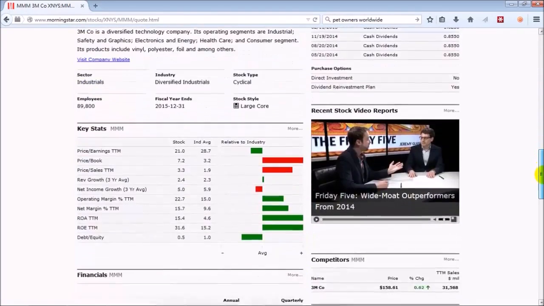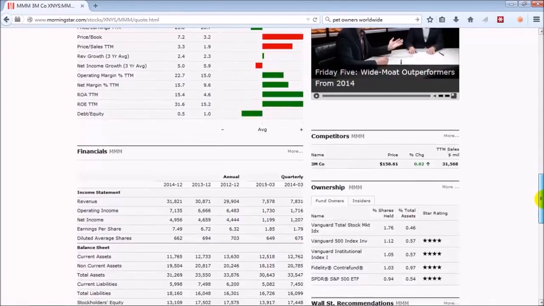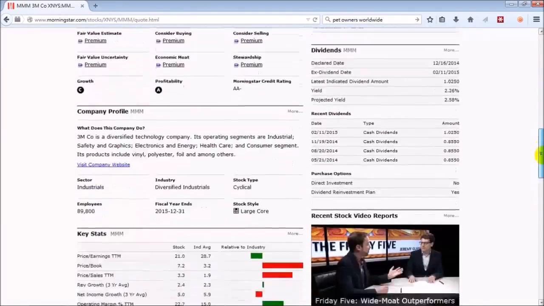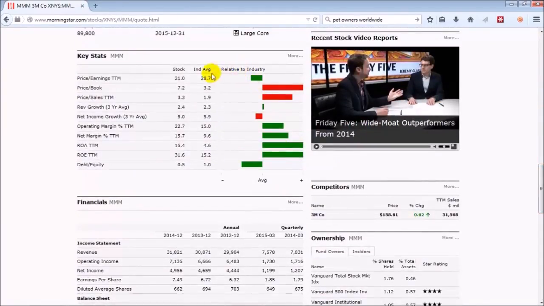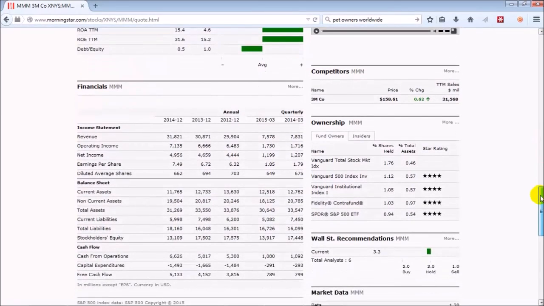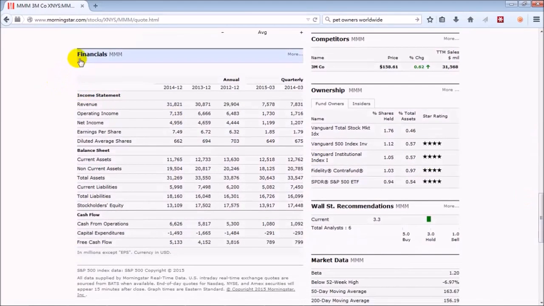Another thing you're going to look at is, one good thing about Morningstar is you can look at the stocks and determine whether they are good comparative to their industry. But we're not going to look at that today. We're just going to look at some basics. So here's the financials. Now the financials are going to tell you how the company is doing as a company, if it's making money, if it's losing money.